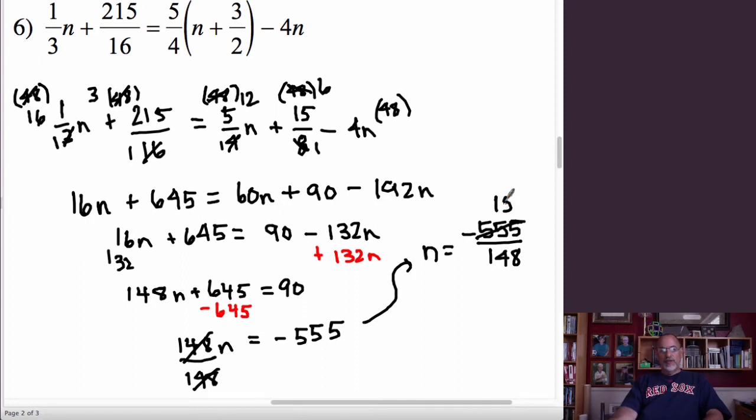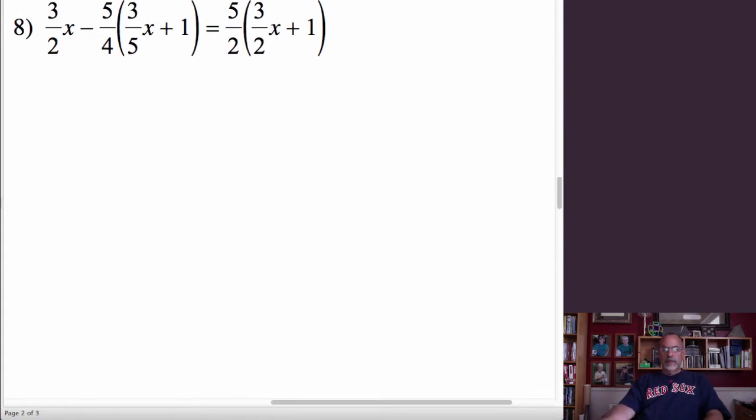555 divided by 37 is 15, and 148 divided by 37 is 4. So that means n is going to be negative 15 over 4. So that's my final answer, and I arrived at that by removing the fractions first. So we'll take a look at number 8 next.